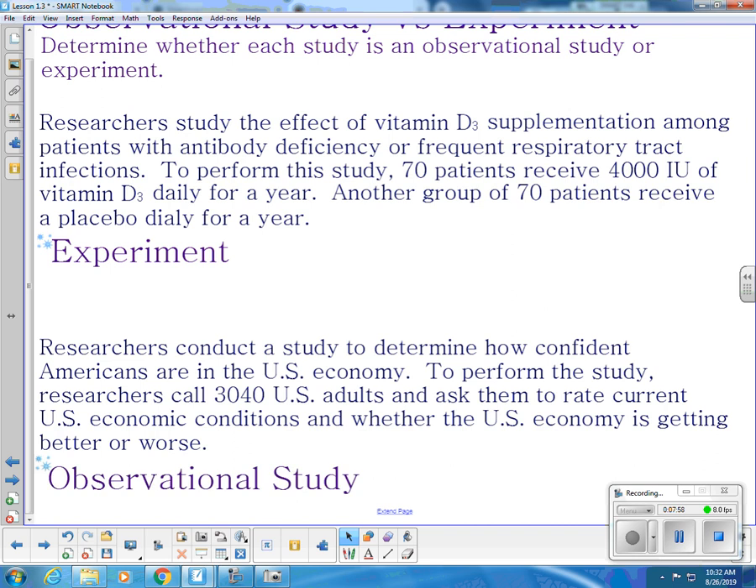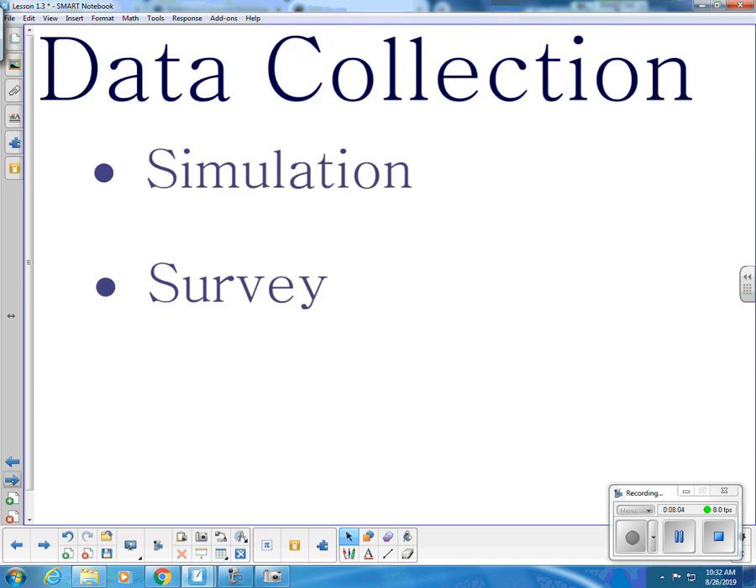Okay. All right. So how are we going to collect data? We can do a simulation or a survey. These are two ways to get data, simulation or survey. If you're doing like an observational study.